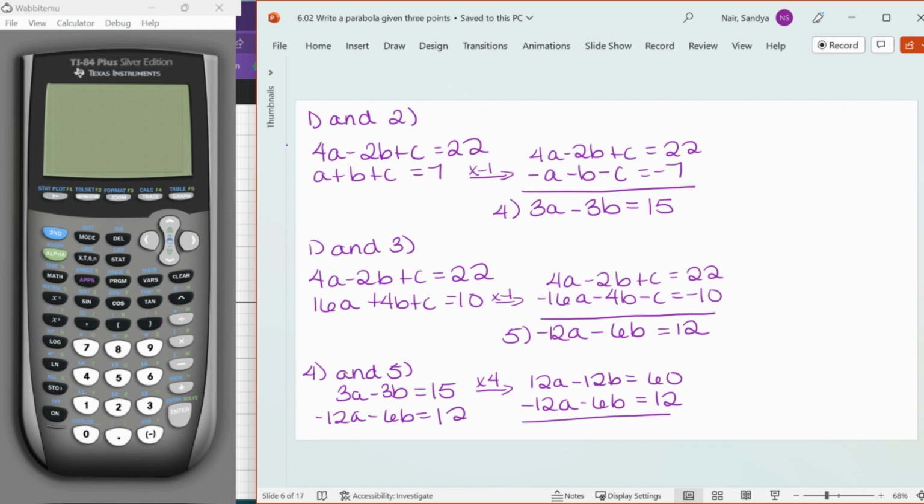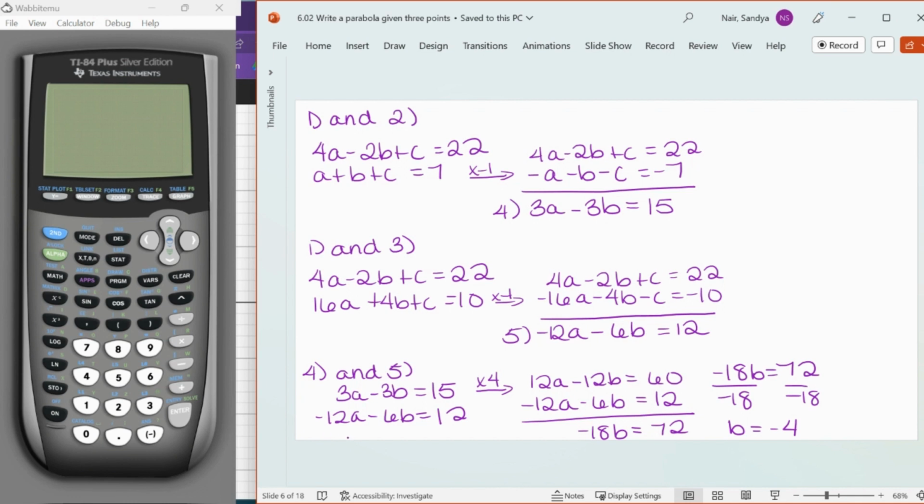So when I combine these equations together, the 12a and minus 12a cancel, and then we have negative 12b minus 6b, which is negative 18b, equals 60 plus 12, which is 72. So when we have negative 18b equals 72, we can divide both sides by negative 18, and that is going to give us b equals negative 4.